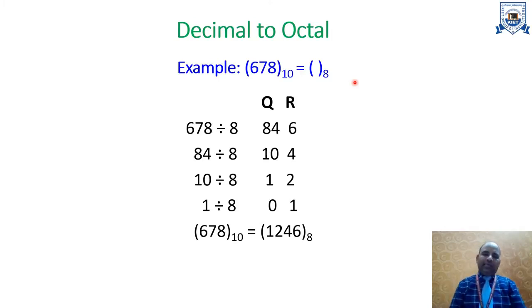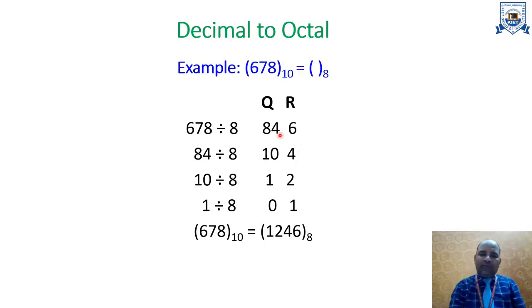As I told you, when we were converting a number from decimal to binary, we were dividing the source number by 2. But here, because we are converting decimal to octal, which is base 8, we will divide 678 by 8, because the desired system's base or radix is 8. So first we divide 678 by 8, and we get 84 as the quotient and 6 as the remainder.